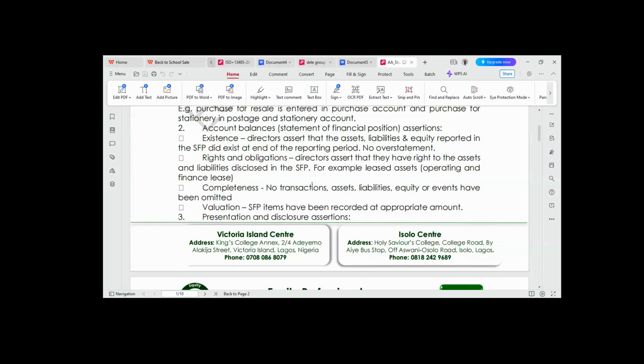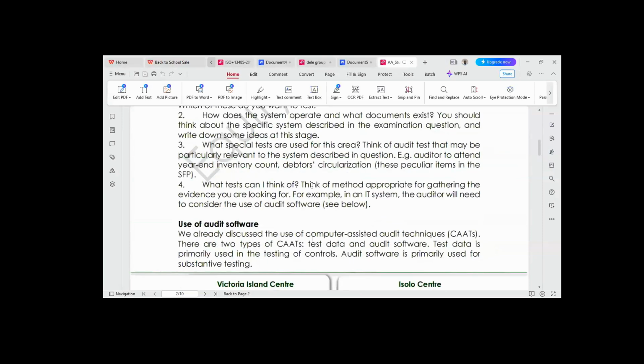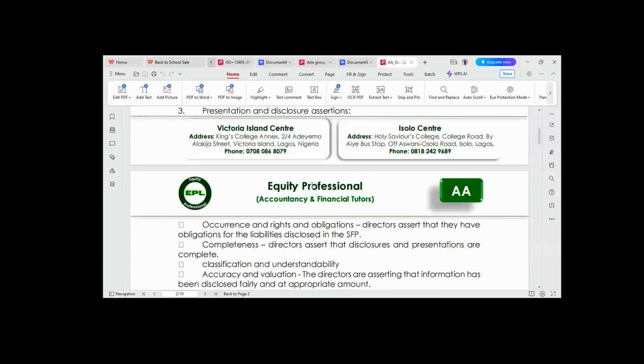So the last assertion is assertion based on what? Presentation and disclosure. And that one is the combination of those assertions that you have in your statement of financial position and statement of profit or loss and other comprehensive income. So you have occurrence. Remember, you have occurrence in your assertion based on transactions and events, and you have rights and obligations under your assertion based on account balances. So the two of them merge together under the assertion based on presentation and disclosure.